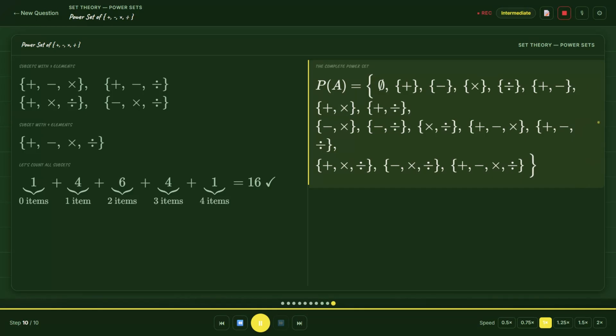Here is our final answer. The power set has 16 subsets inside it, starting from the empty set all the way to the full set with all 4 symbols. Great job! You found every single group you can make from plus, minus, times, and divide.